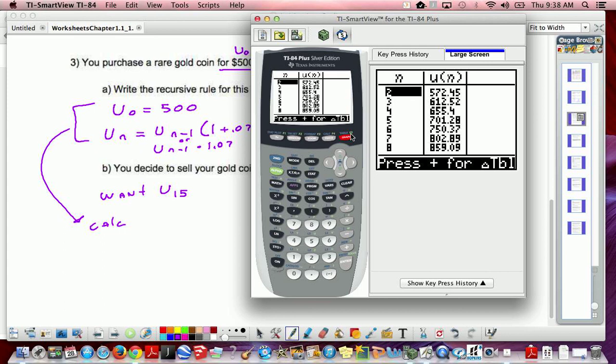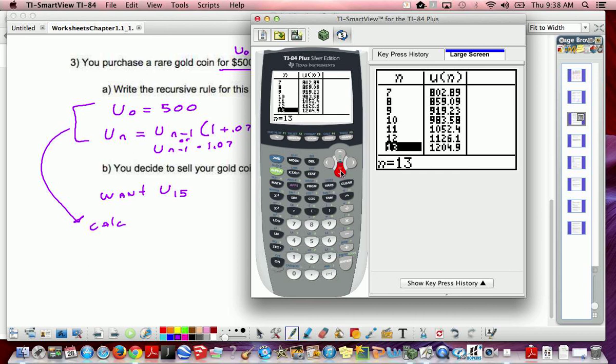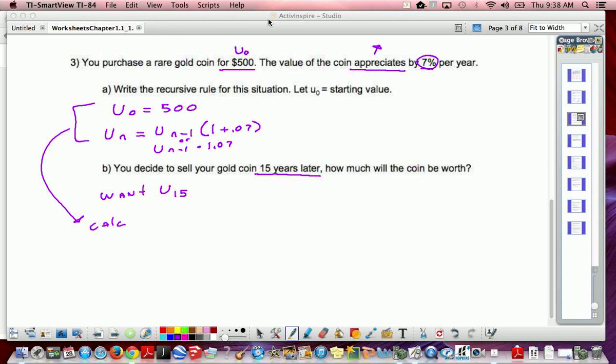Now if I go to my table, I can scroll down. Now here's the thing. There's two ways we can do this. You can scroll down. It doesn't take too long to get to 15. But later on when we get to numbers like 40, 50, 60, we'll show you how to use your table set to get there a little bit faster. Remember again to actually highlight the value, because many of you will put $1,379.50 and you'll get it not quite right. Notice how with rounding it would actually be worth that extra 52 cents. So we want u sub 15 and it's worth $1,379.52.